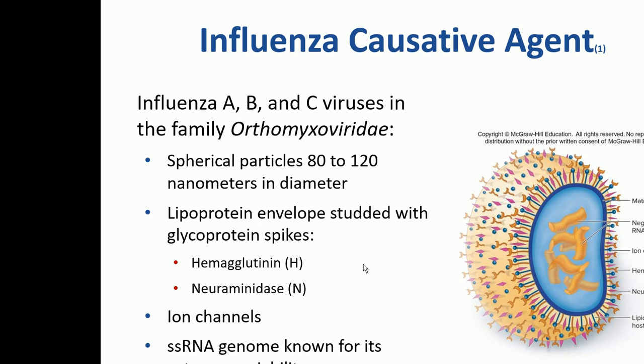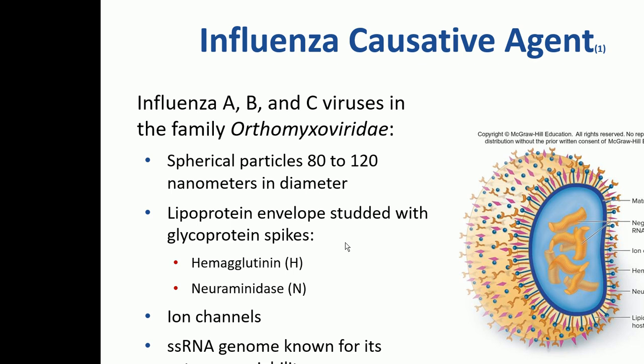So basically, influenza A, B, and C viruses fall in a family called Orthomyxoviridae. That's the name of the family. Okay, so they're spherical particles, 80 to 120 nanometers in diameter. They have a lipoprotein envelope, which is studded with glycoprotein spikes.